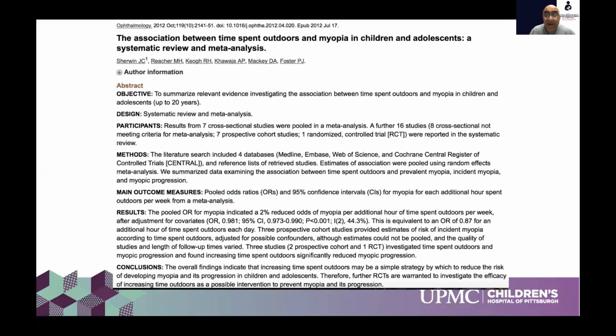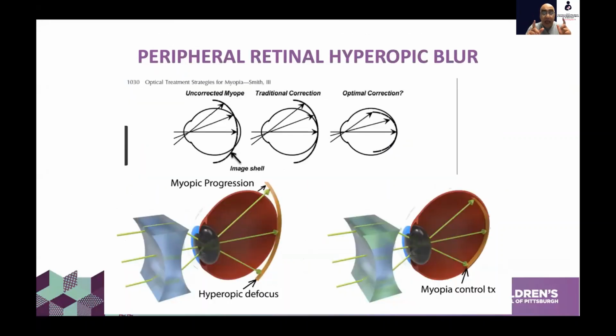Well, it turns out that if you have 2 hours daylight exposure, not necessarily outside, you could be sitting inside with the sun coming at you, that protects you against myopia. Now, obviously, there's a genetic influence, but the environmental protection is important. Now, you see these glasses that I'm wearing? They're myopic glasses, so they're concave.